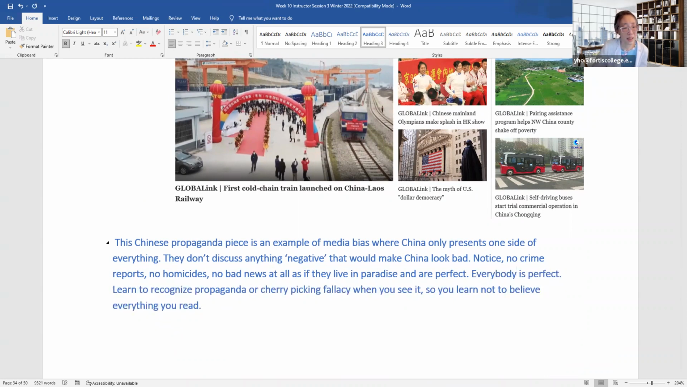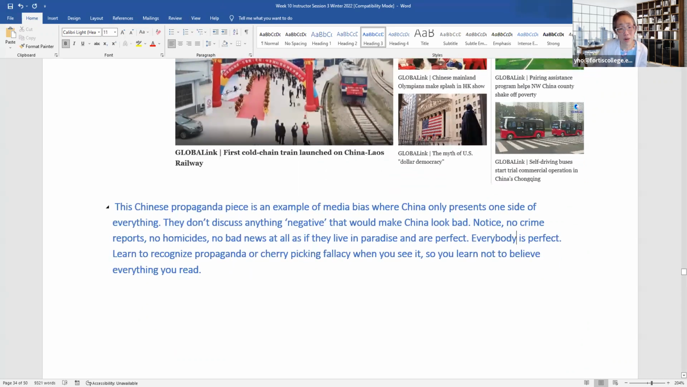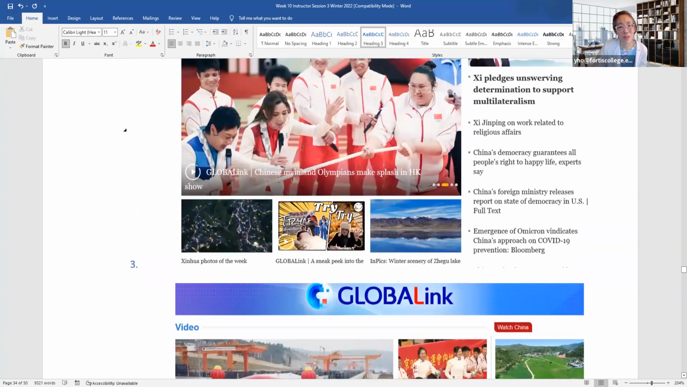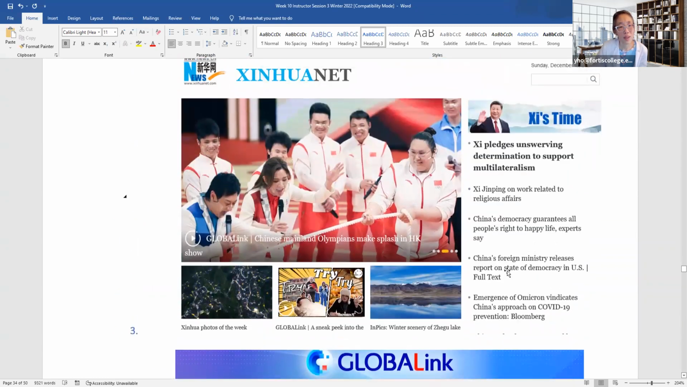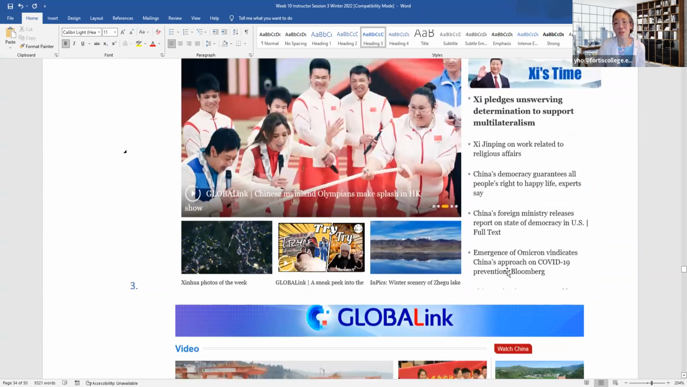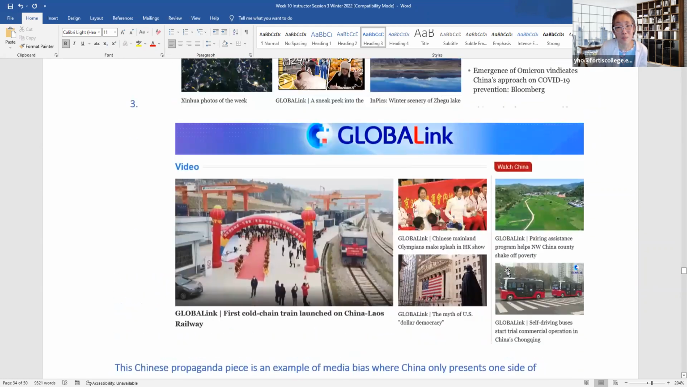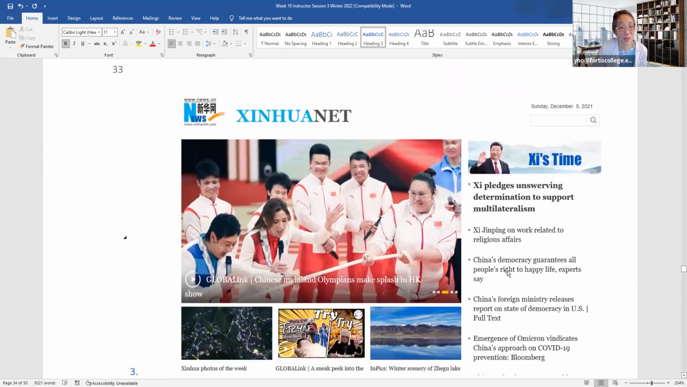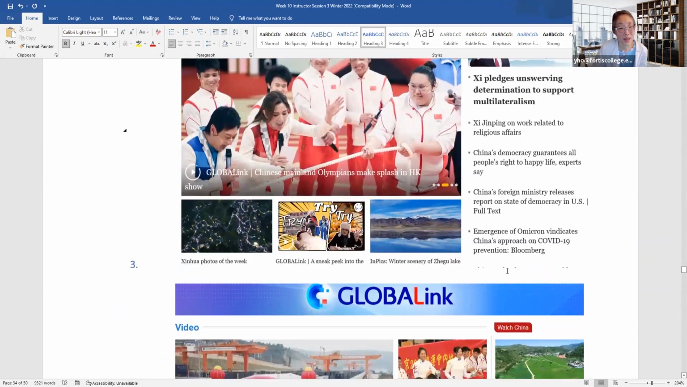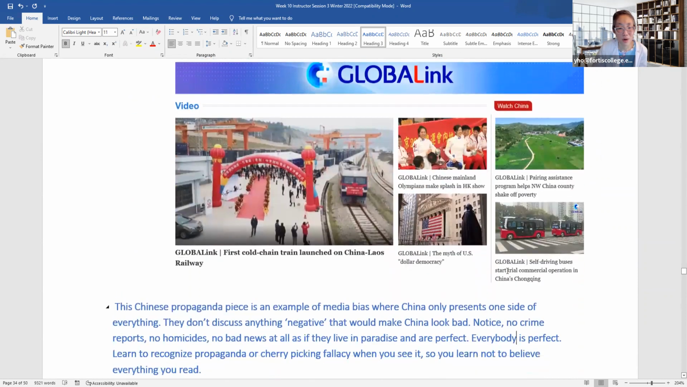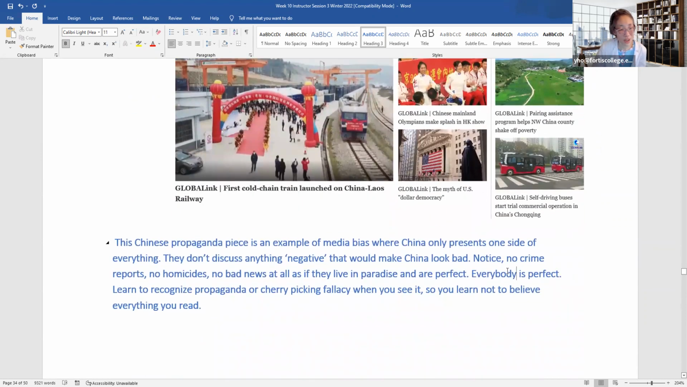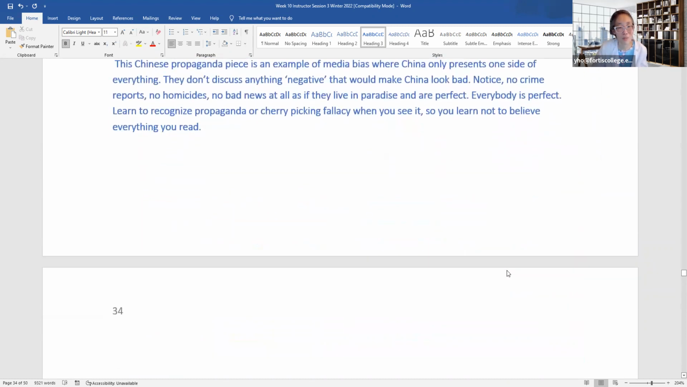Learn to recognize this, which is also known as the cherry-picking fallacy. That means we only cherry-pick what we want to see, and we don't want the world to see the fact that, like any country, everybody has problems. So whatever problems people have in China, they don't show it. Everybody has problems. There's no such thing as a place on earth with no problems. That doesn't matter what your politics.